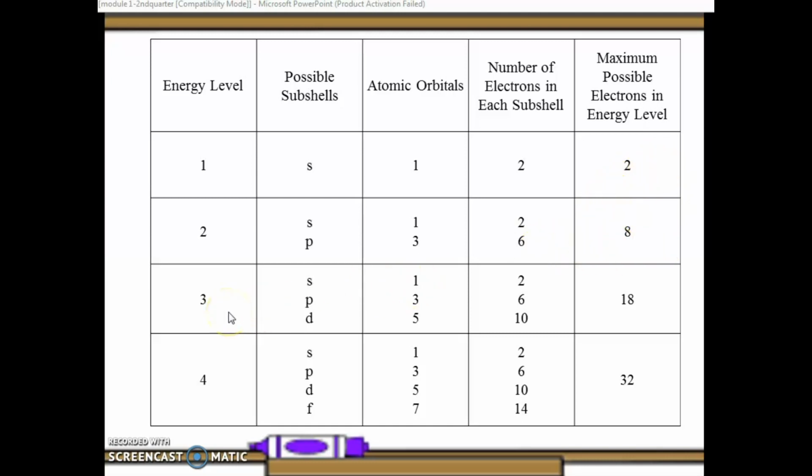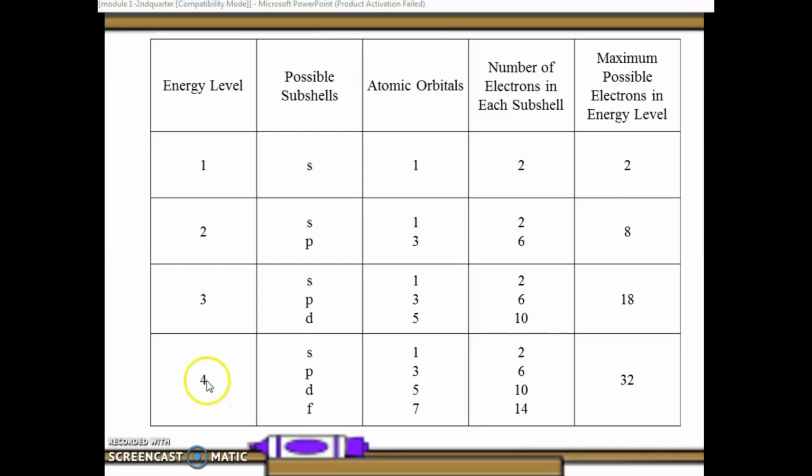Next is energy level 3, which consists of 3 subshells: s, p, and d. So again, s has 1 orbital, p has 3 orbitals, and d has 5 orbitals. Each orbital can only hold a maximum of 2 electrons. So the s subshell has 2 electrons. The p subshell has 6 electrons since it consists of three orbitals, and the d subshell has 10 electrons since it consists of 5 orbitals. And you get the total maximum possible electrons in energy level 3, and that is 18. Or again, you can also use the formula 2n squared.